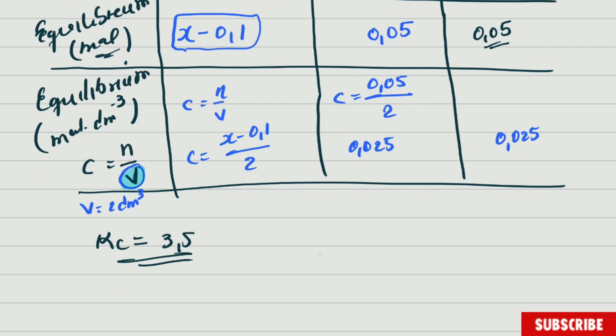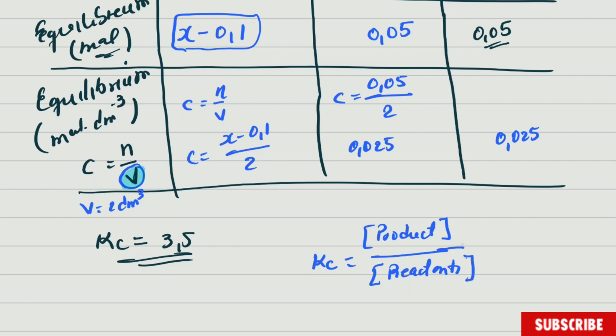Now make sure you write the Kc expression first before anything else, which is very simple. Remember, it is the concentration of product, square brackets mean concentration, divided by the concentration of reactant. And in this case, you only place the gases and the aqueous solutions. In this case, everything is gas.